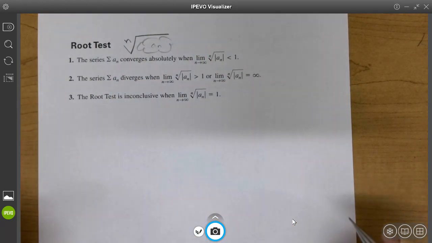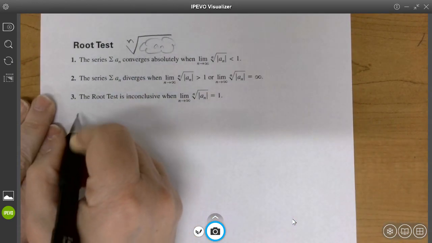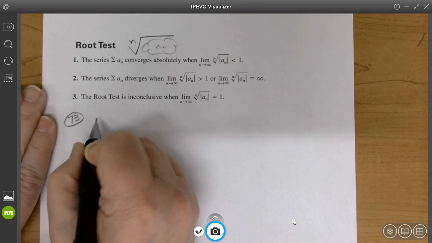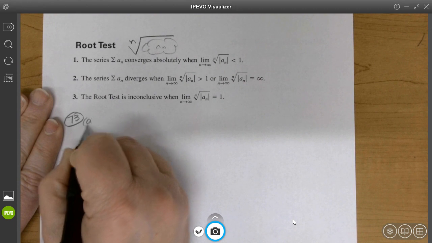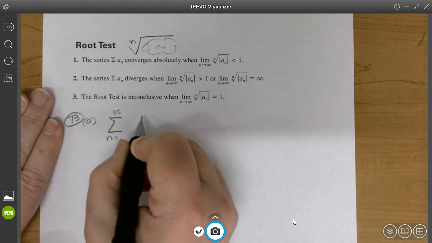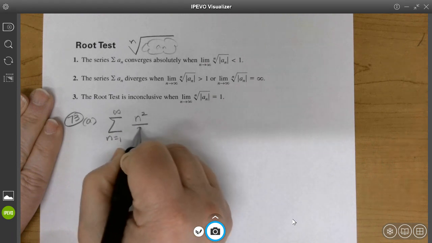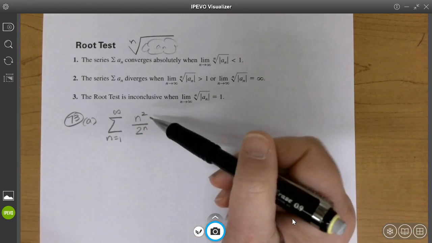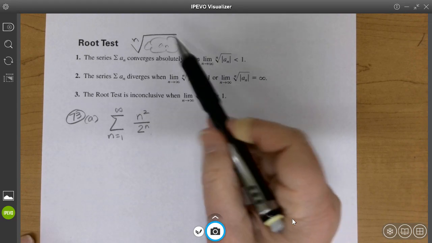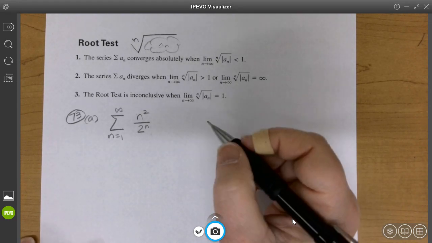And when do you use this test? Well, for example, this is number 73 from the book. So part A. We're going to say the sum from n equals 1 to infinity of n squared over 2 to the n. And you see how we have a polynomial over an exponential here. That's kind of an indication that you might want to use the root test.